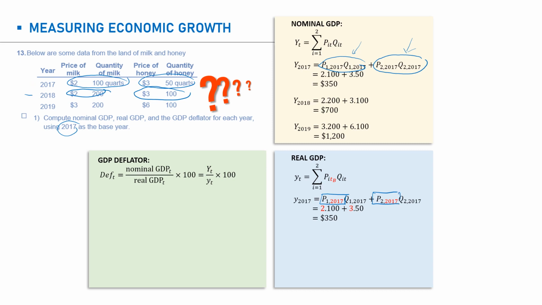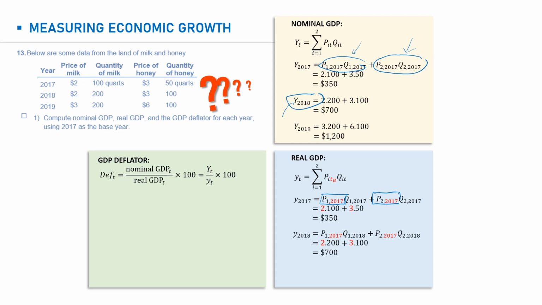So for instance, of course, nominal GDP and real GDP for 2017 will be the same. But look at 2018, at the difference here between this and this. The price to find the market value of the first product will be the price that is used in calculating the GDP in 2017. And the same is true for finding the market value for the second product. The price is the price used in 2017.